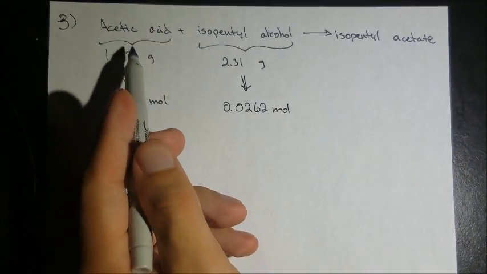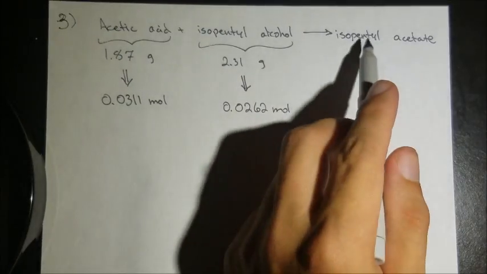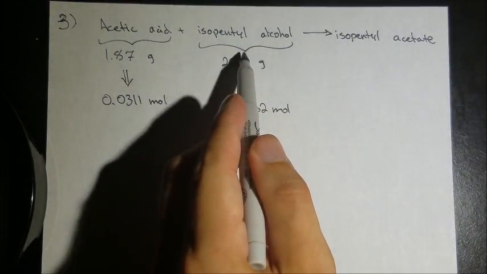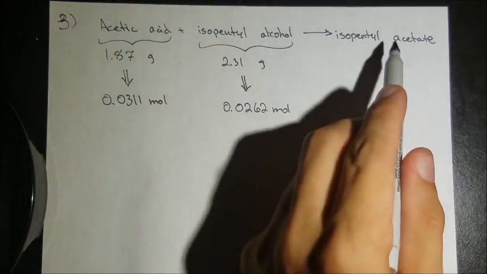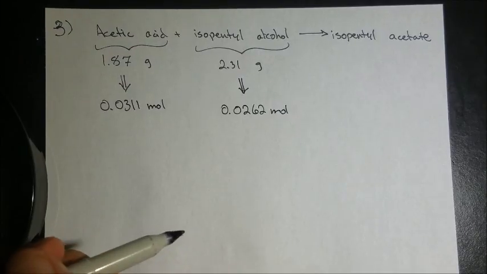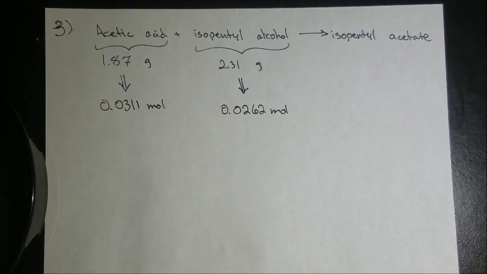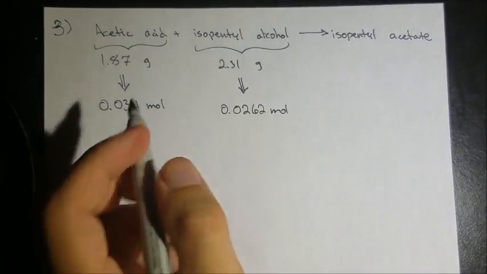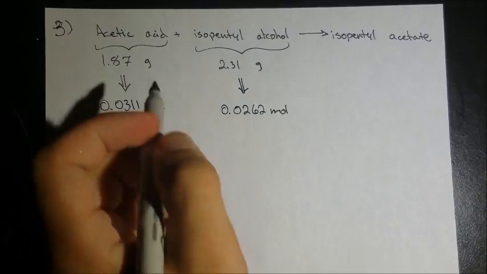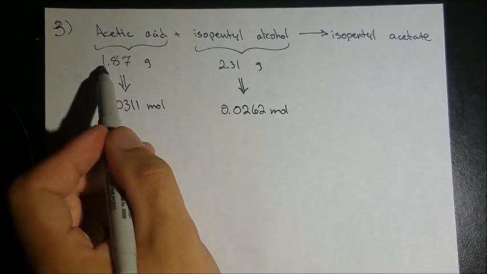So you'll make, for every 1 mole of acetic acid you consume, 1 mole of isopentyl acetate. And then also for every 1 mole of isopentyl alcohol that you consume, you're going to make 1 mole of isopentyl acetate. So everything is just a 1-to-1 mole ratio. I hope that wasn't too confusing for you. I apologize if it was. So let's go ahead and work through this problem and just keep in mind that everything here is a 1-to-1 mole ratio.